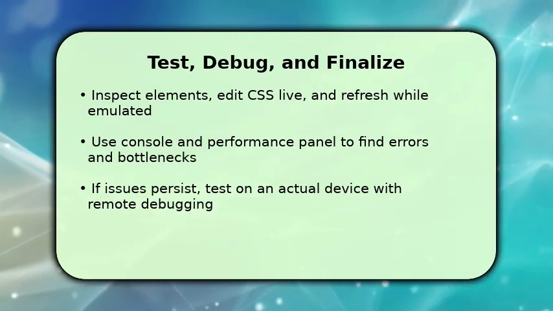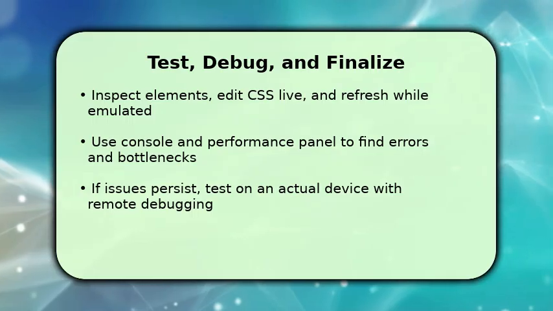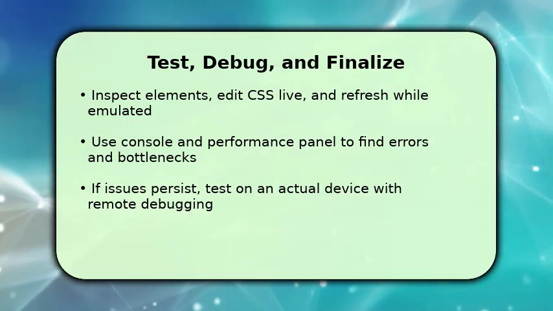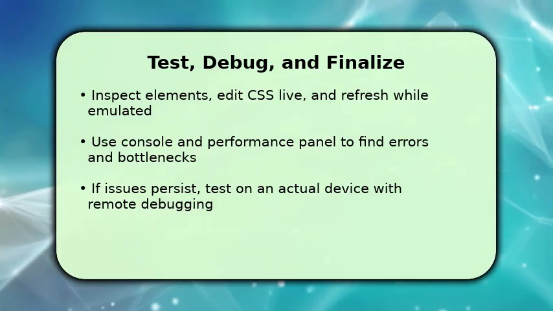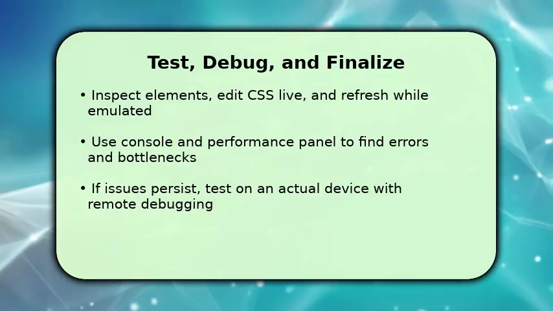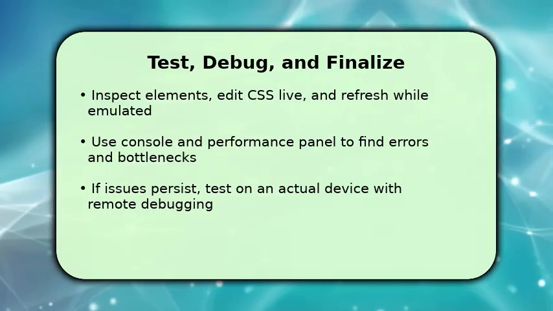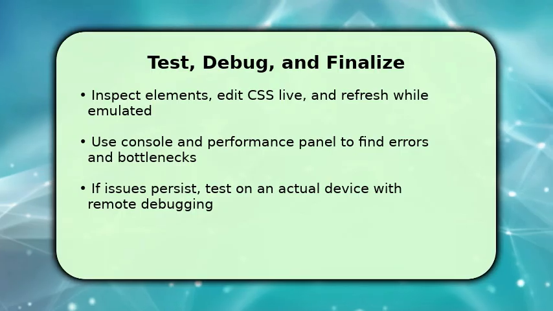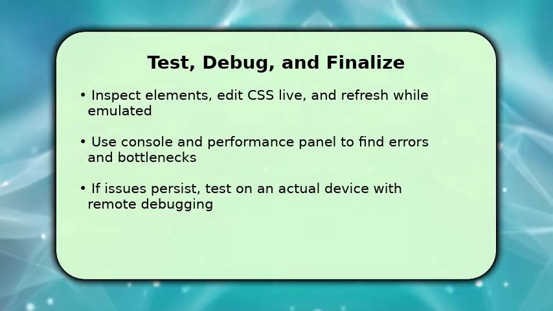Use the Elements panel to tweak CSS live and the console and performance panels to catch errors and measure rendering and scripting time. Once done, clear caches and retest. If things still look wrong, connect a real phone via USB or remote debugging to Chrome and reproduce the problem there. This often reveals device-specific quirks that emulation misses.